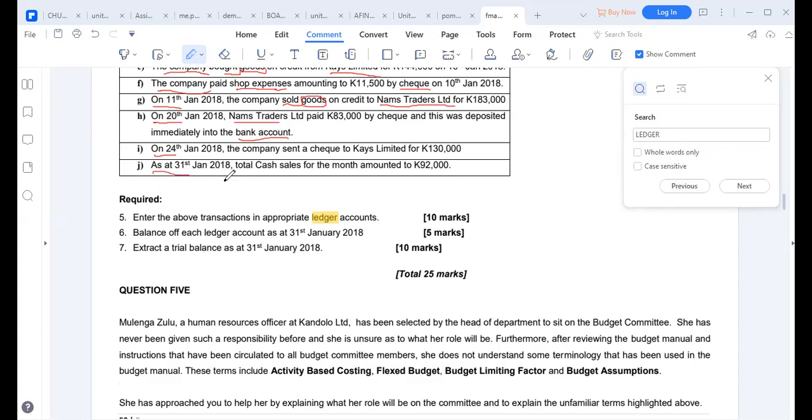As at 31st January 2018, total cash sales for the month amounted to 92. Okay. What are the two accounts? Sales account and cash account. Those are the two accounts. So what happened there? Which one is the receiver, which one is the giver?